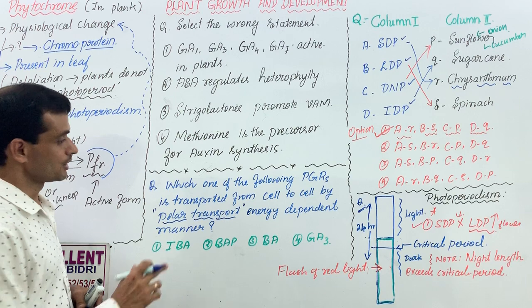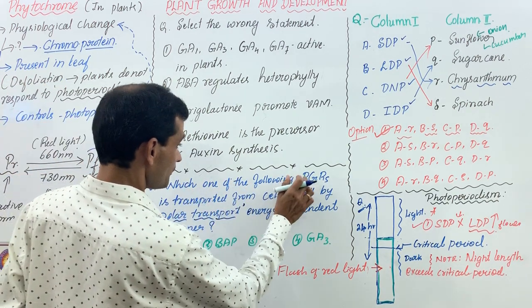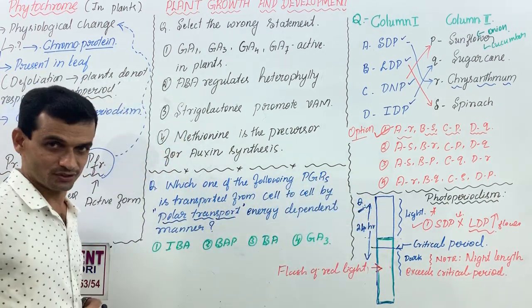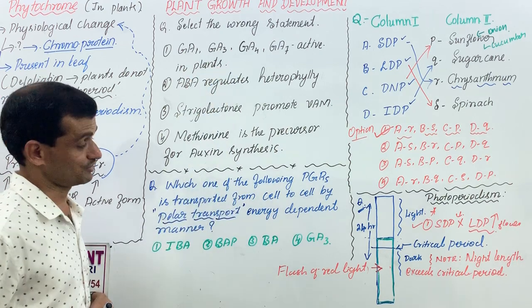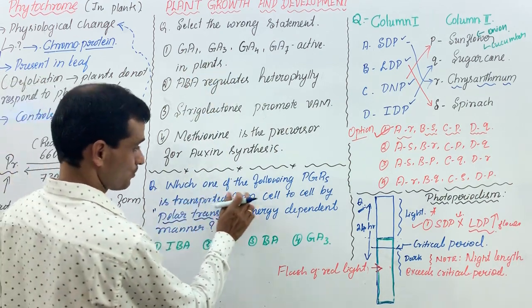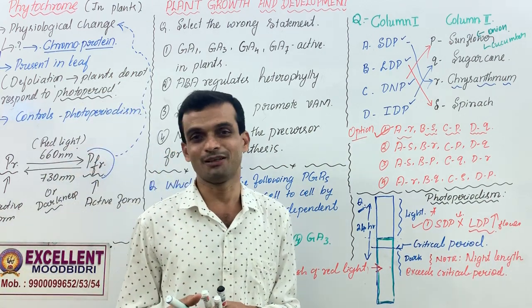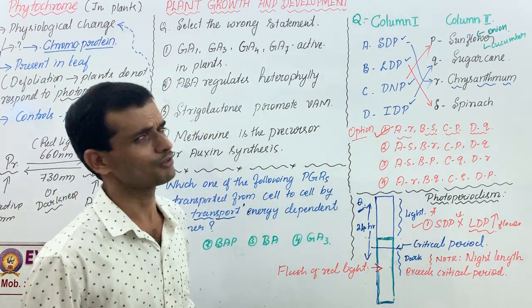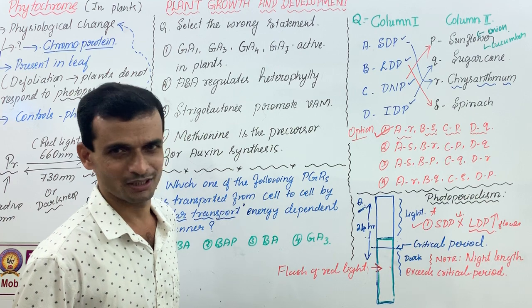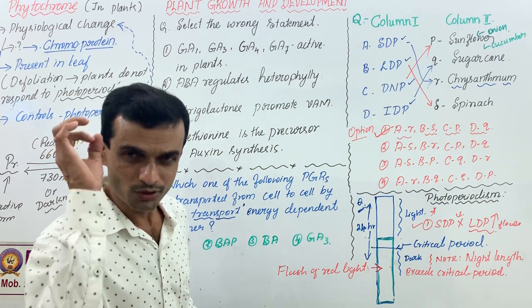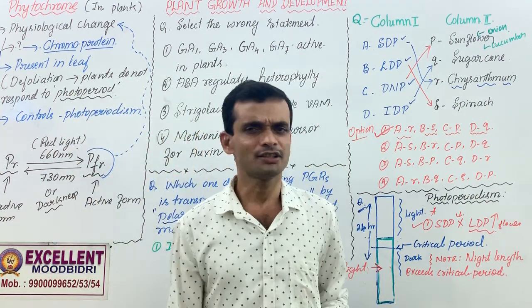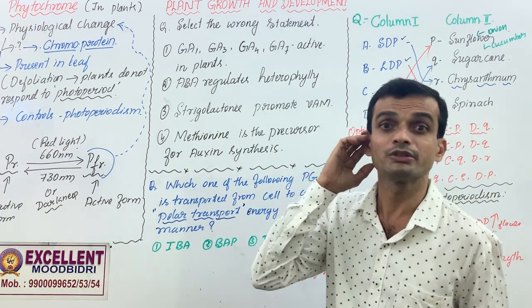What is my question? Which one of the following plant growth regulators, we're talking about plant growth regulators, PGRs, is transported from cell to cell? Probably it is not transported through xylem phloem, vascular tissues. Most of the hormones are transported through xylem and phloem only. Root tip produces excess of cytokinin. It's transported from root to shoot through xylem.